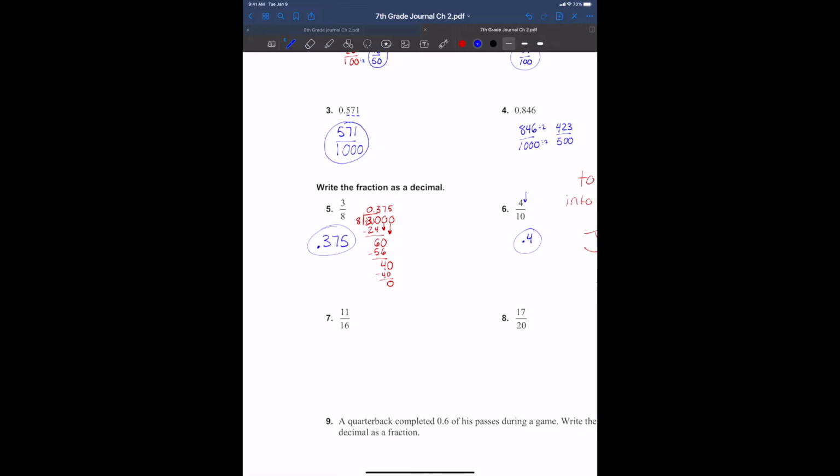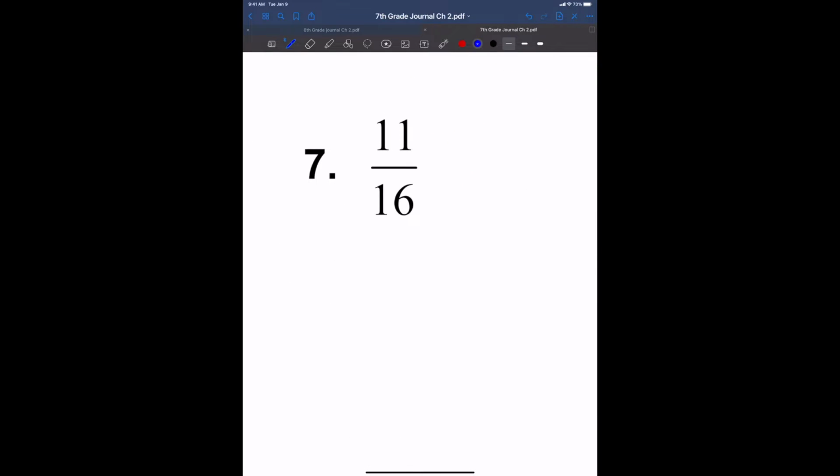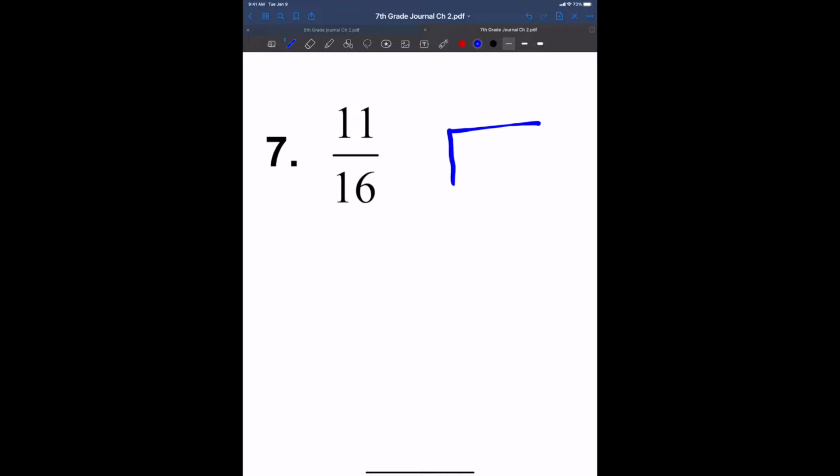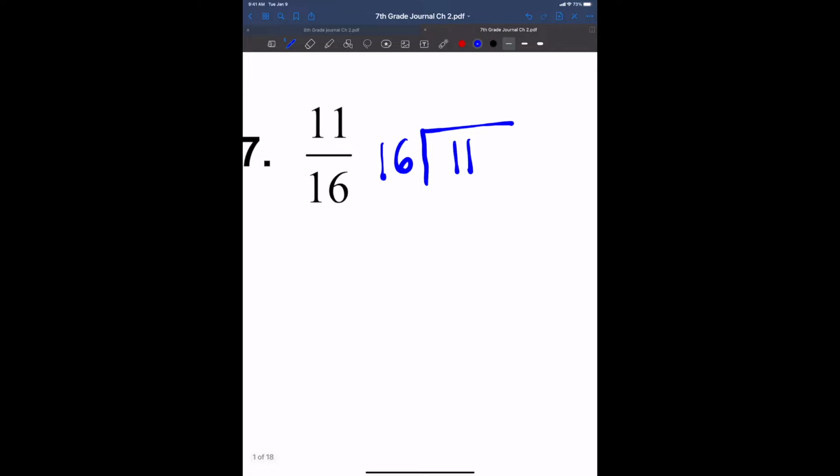Let's do number 7. 11/16. Now, we didn't do this one in class together, right? Brand new. How do you write a fraction as a decimal? You just divide. Who goes inside? 11. Good. How many 16s can go into 11? None. Put the 0 above the ones place of the 11. Then put a decimal and add a 0.